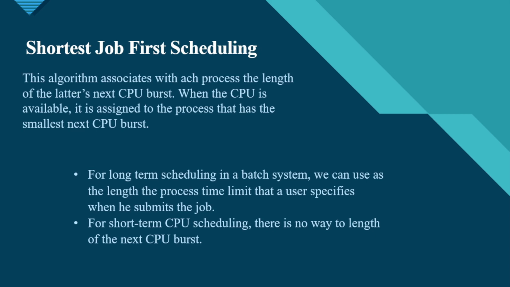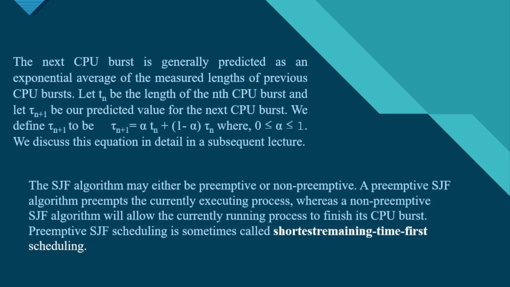For short-term CPU scheduling, there is no way to know the length of the next CPU burst. One approach is to try to approximate SJF scheduling by assuming that the next CPU burst will be similar in length to the previous ones. For instance, the next CPU burst is generally predicted as an exponential average of the measured lengths of previous CPU bursts. We discuss this equation in detail in a subsequent lecture.